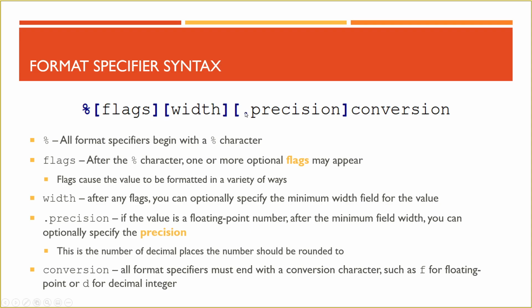Our third optional thing is precision, and notice that it has a decimal before it. This is basically how many decimal places you want your numbers to be rounded to. And then the last thing is a conversion character. A conversion character just tells you what kind of variable you are formatting.